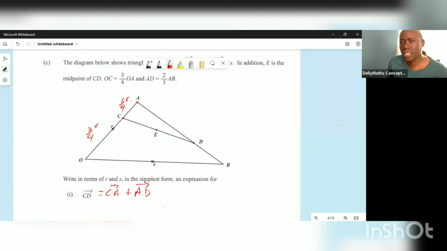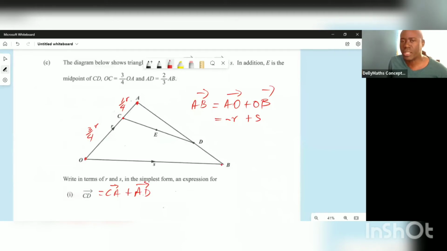Also, we got information that AD is 2/3 of AB. So I need to find AB in order to work this out. Let us find AB first, and then we'll take 2/3 of it. So AB is equal to A to O plus O to B. A to O, we're coming in the opposite direction, so it's -R plus S.